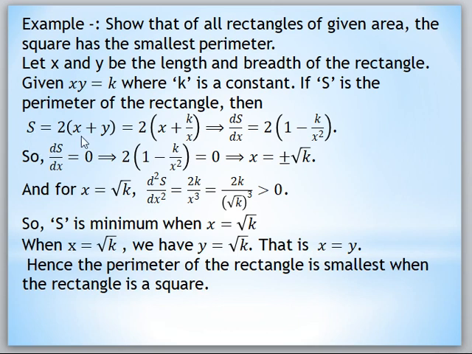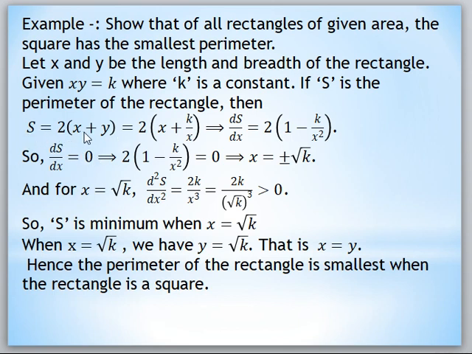Now look, this s, that is 2 into (x plus y), is a function of two variables, two independent variables x and y. But when we use calculus derivatives to find maxima and minima, in this method we can find the maxima and minima only for a single variable function, means a function of the form y is equal to f(x).